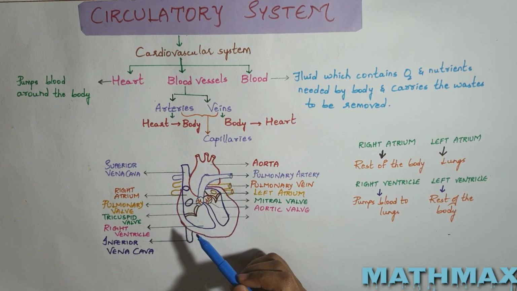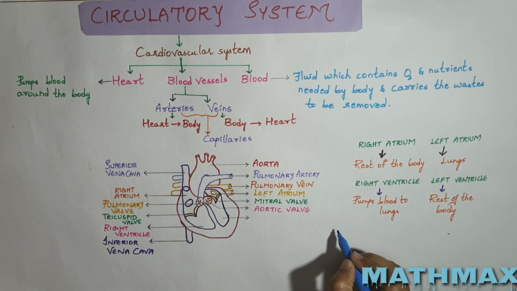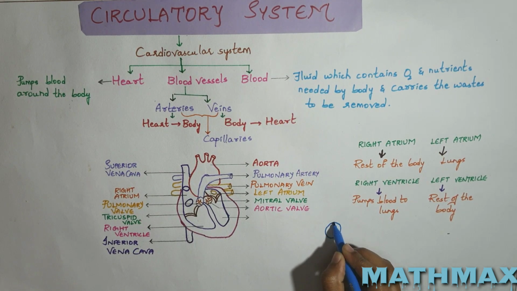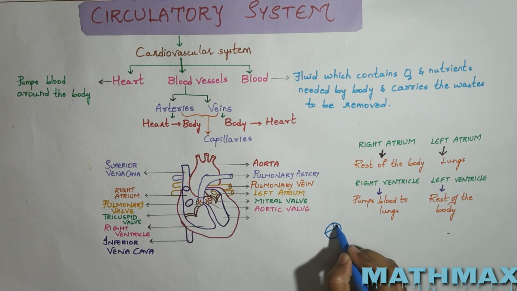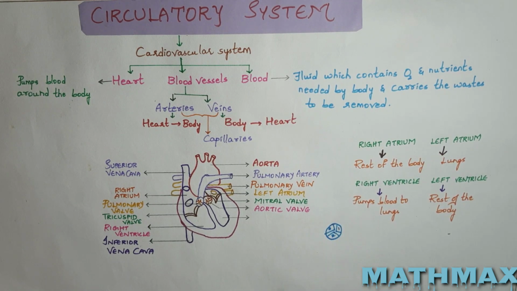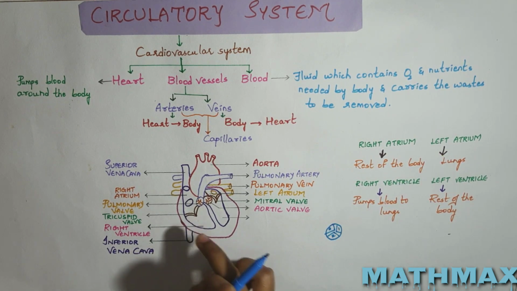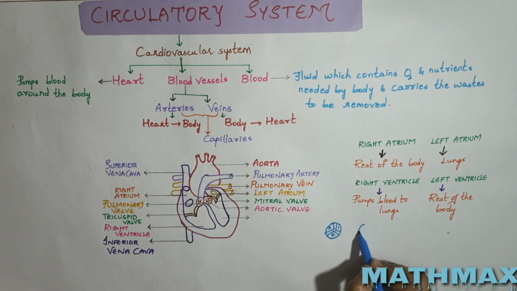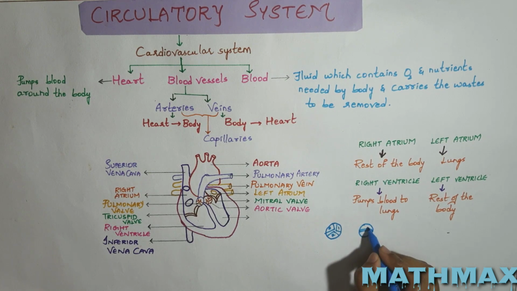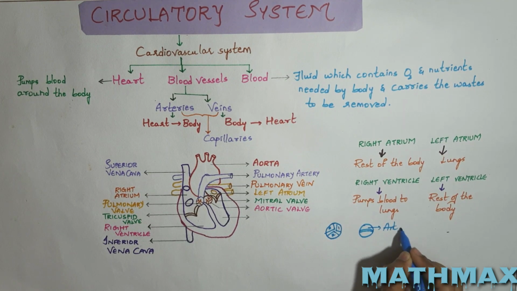So why is it known as the tricuspid valve? Because it has three cusps, which means it has three leaflets. Consider them as 1, 2, 3. Three leaflets, so it is known as the tricuspid valve. The bicuspid valve has only two cusps: anterior, posterior.